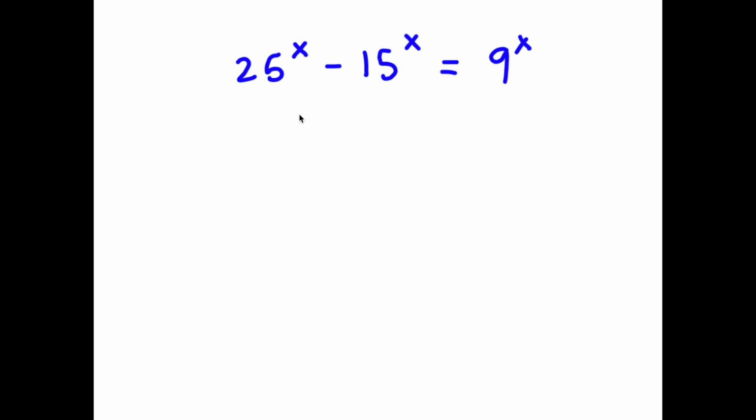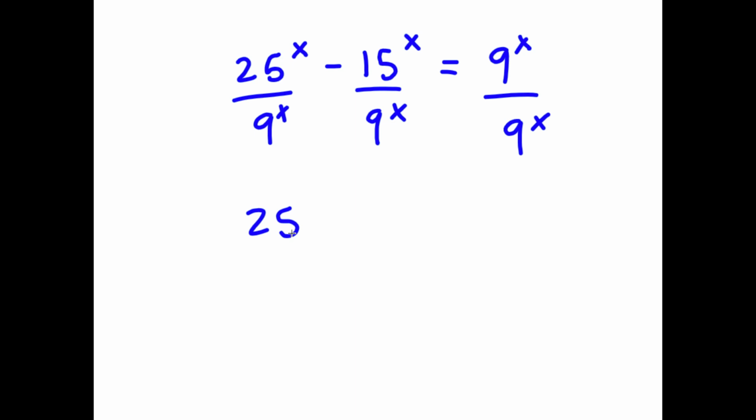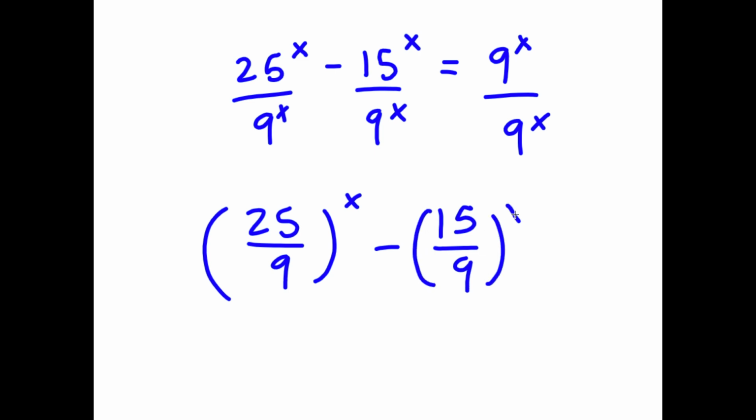Alright, so in this problem, I have 25 to the power of x minus 15 to the power of x is equal to 9 to the power of x. So I'm going to first start by dividing all my terms here by 9 to the power of x. So now I have 25 over 9 to the power of x minus 15 over 9 to the power of x is equal to 1, since 9 to the power of x over 9 to the power of x equals 1.